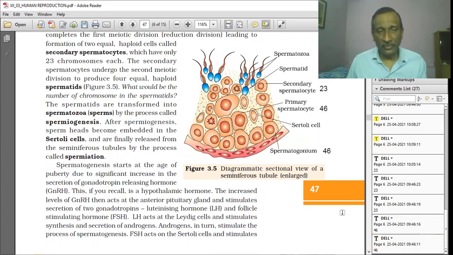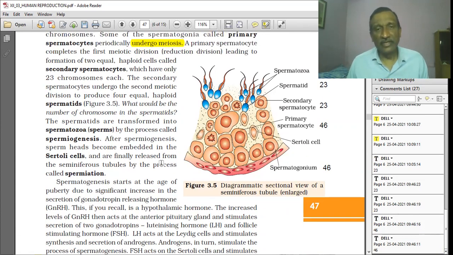So that is necessary. The spermatozoa, once they get embedded into the Sertoli cells and mature, then separate from there. That separation is called spermiation. Spermiation is a process in which the spermatids detach themselves from the Sertoli cells. So that is called spermiation.